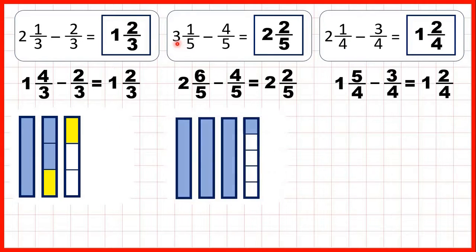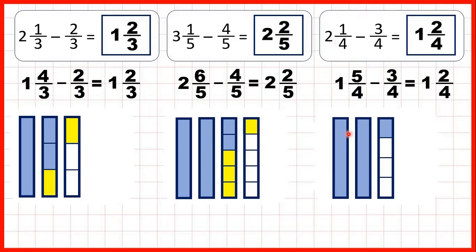Then we started with 3 wholes and 1/5, but we needed to take 4/5 away. So we changed one of our wholes into fifths. That meant we had 2 wholes and 6/5. So we could take away 1, 2, 3, 4/5, and that meant we were left with 2 wholes and 2/5 in blue, so that was our answer.